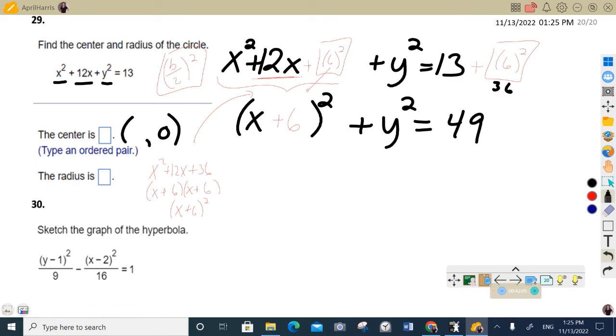So now this is in the standard form of a circle. My x inside with x is plus 6. So when I bring it out, negative 6 is going to be the x value for the center. Nothing was in here with y, so 0. And then this is r squared. So when you take the square root of that, that's going to be 7.